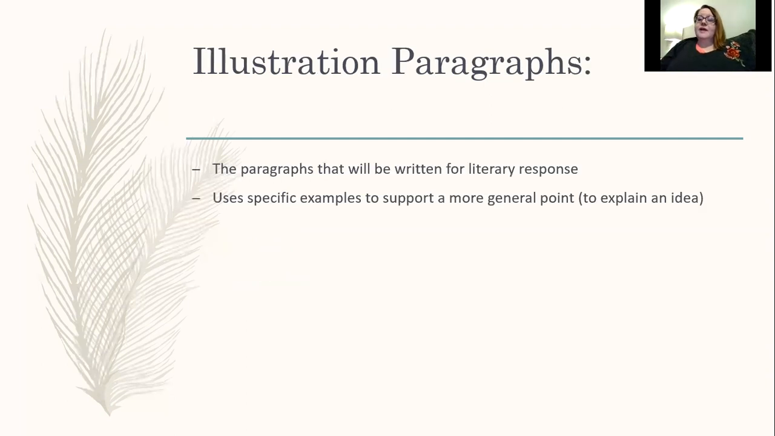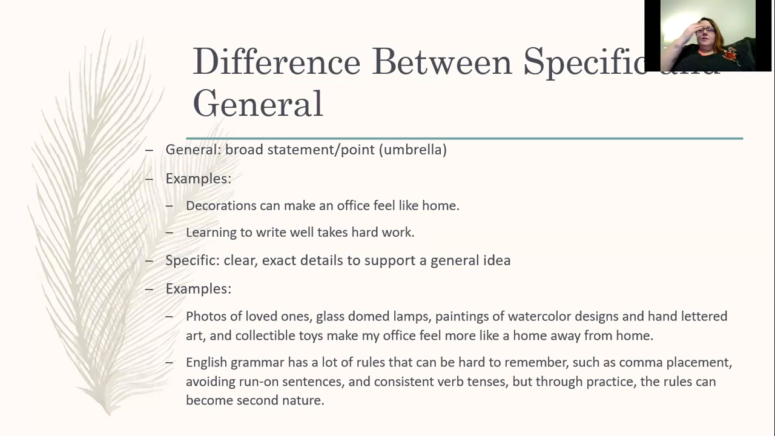The type of paragraph that you'll use in this type of paper is called an illustration paragraph. An illustration paragraph starts with a general point or a general idea, and then it's supported or illustrated with specific examples in order to back up what you're saying with that general support or that general point. Before we go into that, let's talk about the difference between specific and general.